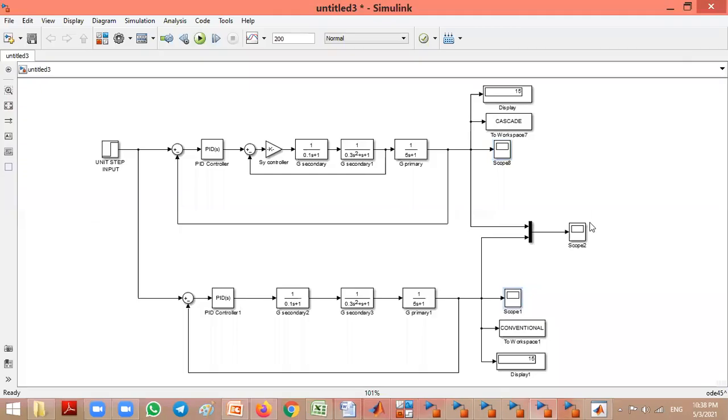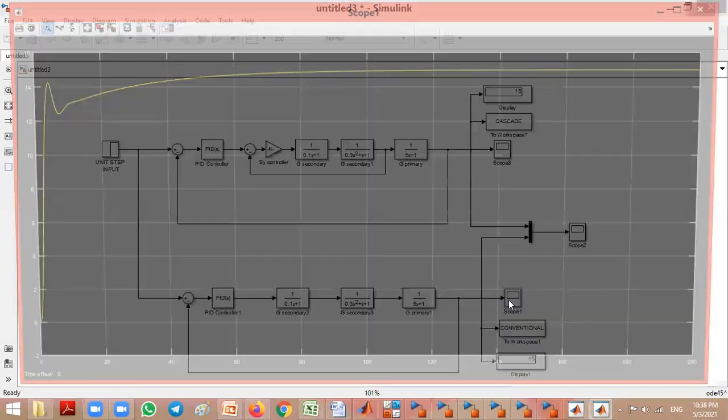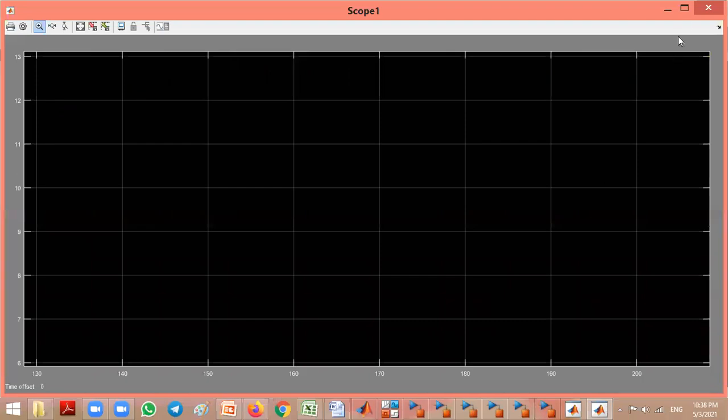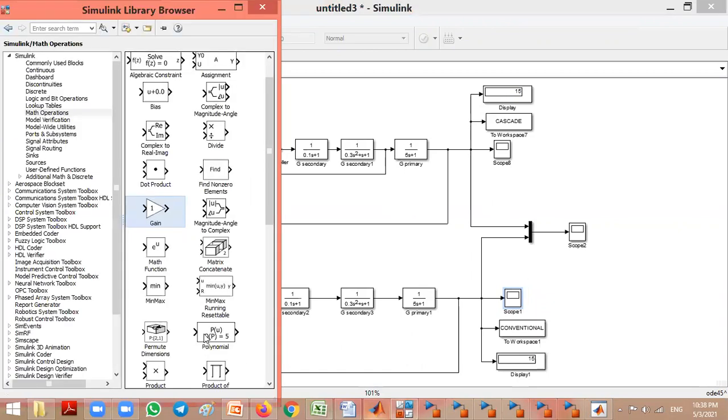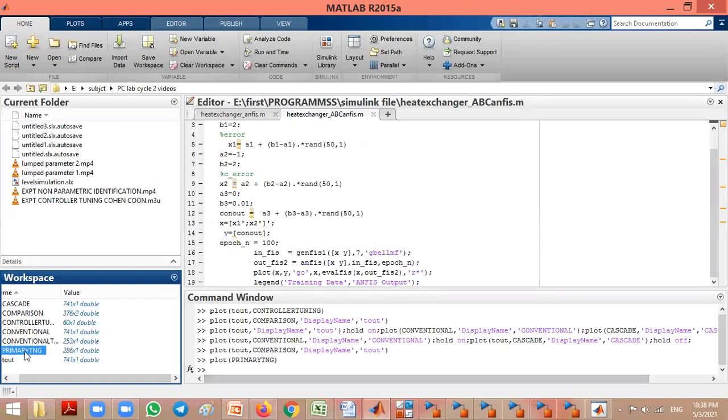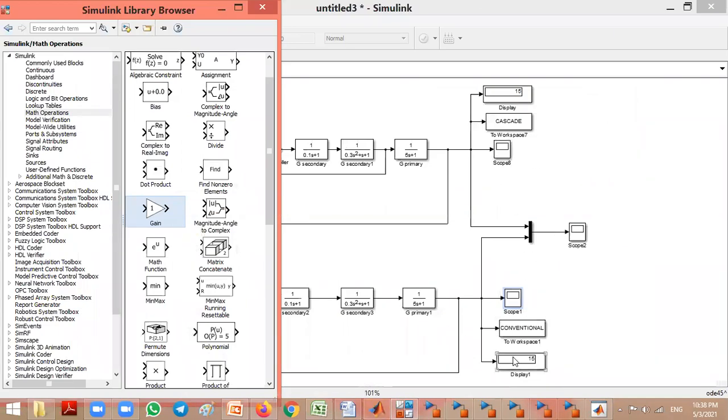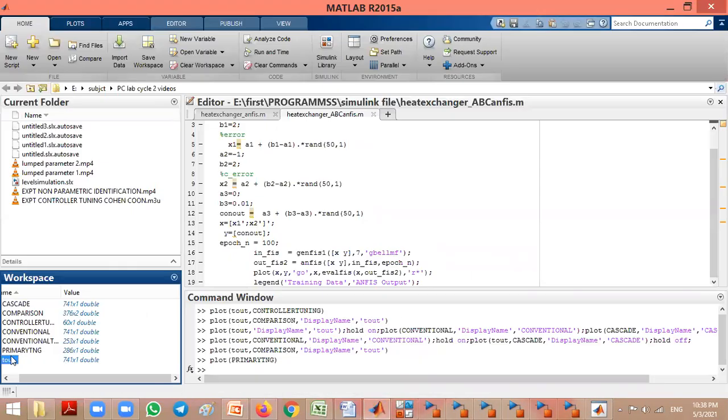So here is the comparison. Okay, you go to the MATLAB main window, select T out. So here we are given two things, conventional and cascade. So you have to select those things. First one you have to select T out, next is conventional, next is cascade. See, the array size will be the same. From that you can differentiate. If many blocks are with the same name, you can differentiate with that.